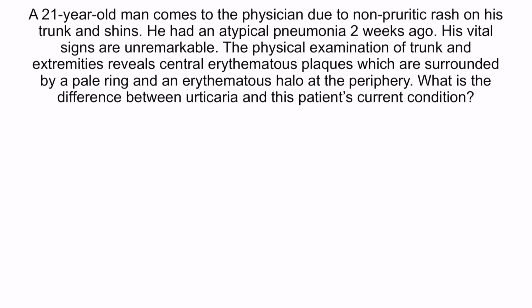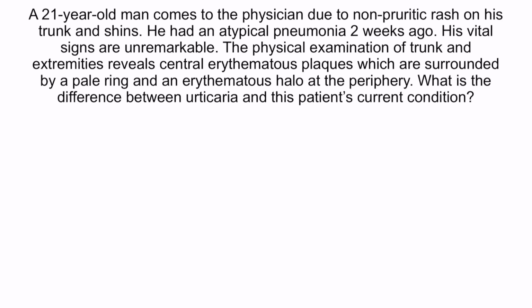A 21-year-old man comes to the physician due to a non-pruritic rash on his trunk and shins. He had an atypical pneumonia 2 weeks ago. His vital signs are unremarkable. The physical exam of trunk and extremities reveals central erythematous plaques, which are surrounded by a pale ring and an erythematous halo at the periphery. What's the difference between urticaria and this patient's current condition?